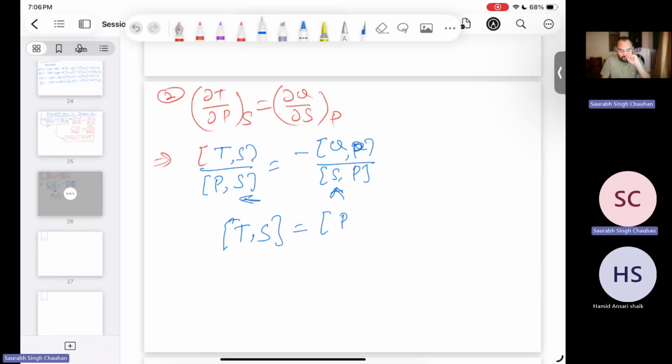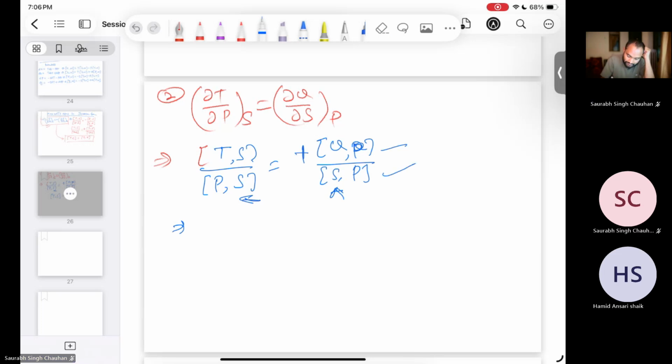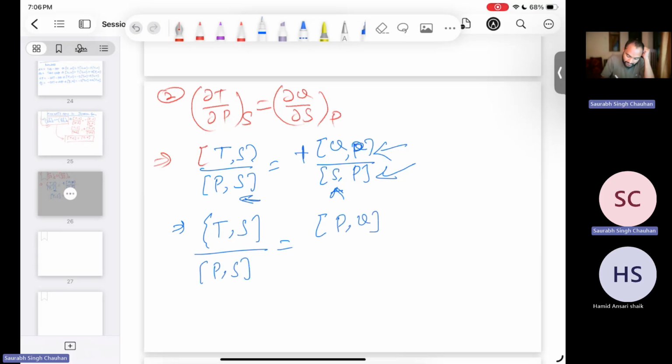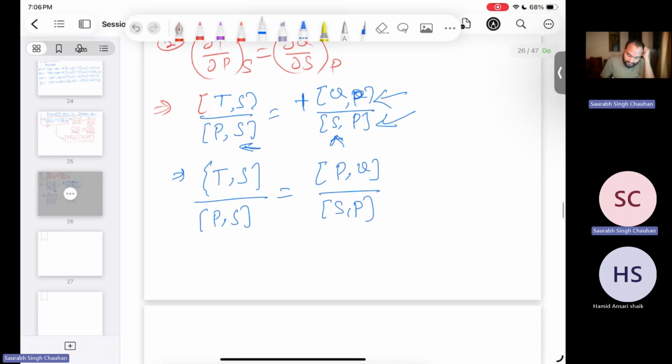Isn't there supposed to be a negative in the second equation? You didn't write the negative sign. Oh, sorry, this was not supposed to be negative. Okay, fine. We can flip the order of both numerator and denominator. So T comma S, the first part, P comma S, we just flip the order of both, P comma V and S comma P, right? So two negatives will cancel out each other. Now it is fine.